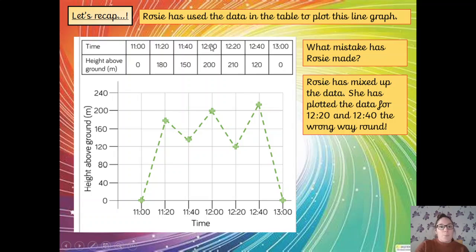So we can see up here at 12 o'clock, it should have been 200. Oh, that one was correct. Oh yeah, sorry, and then 12:20, it should have been 210, but she plotted 12:20 at 120 metres, and then at 12:40 it should have been 120, and she's put 210. So she's got these 2 times and the data mixed up, so she wasn't looking carefully enough when she plotted this data. I know that you will plot yours much more accurately.